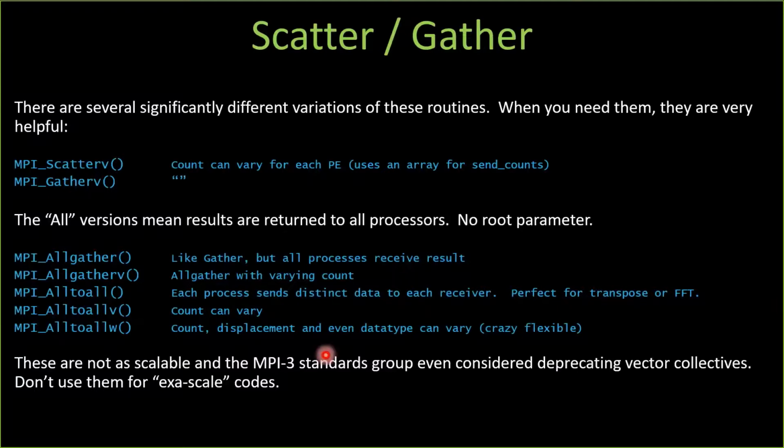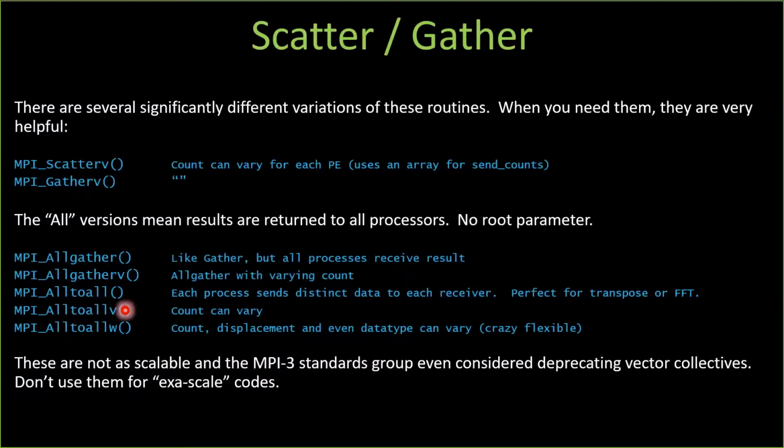There are also vector versions of these routines, which basically mean we don't have to be as regular in what we're sending out. We could have each one of the PEs send out, in the case of a scatter, for example, each one of the PEs can get a different count from some array. You might decide that you would like the first PE, so PE0 is broadcasting off this array, but it might want 2 elements to go to the first PE and 3 to go to the second and none to go to the third.